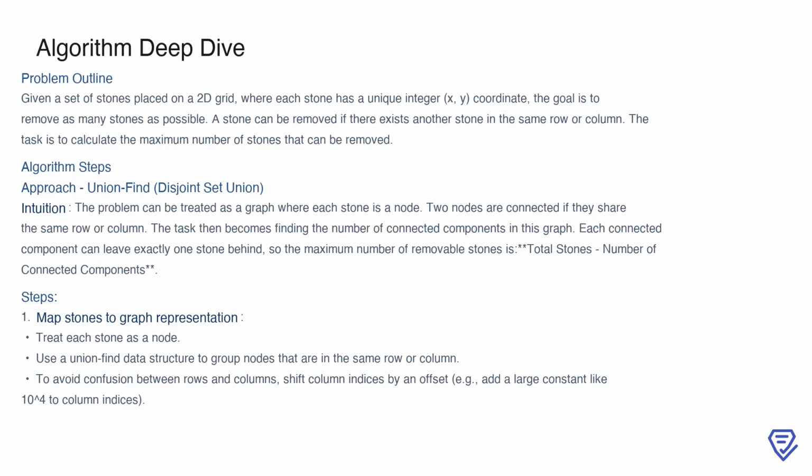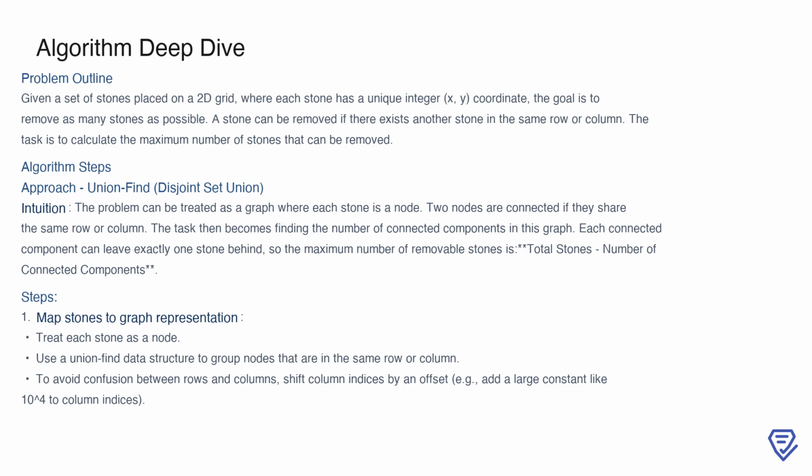To solve this, we can model the problem as a graph where each stone is a node, and nodes are connected if they share a row or column. Using this graph-based approach, the task boils down to finding the number of connected components. Each connected component can leave behind exactly one stone, so the maximum number of removable stones is the total number of stones minus the number of connected components.